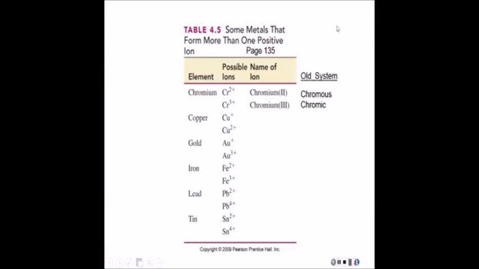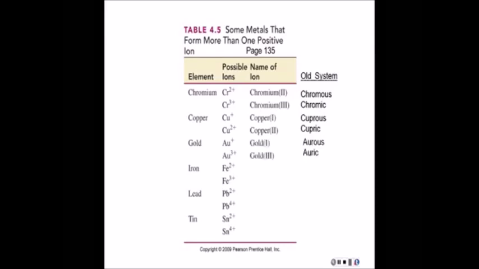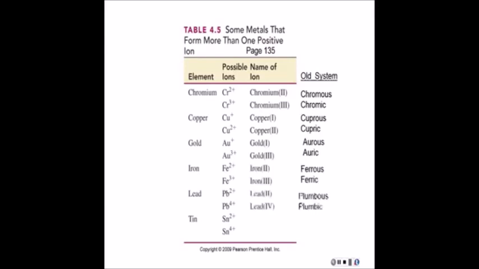So let's look at some other ones then. So copper could be copper 1 or 2, or cuprous and cupric. Gold, gold 1 or gold 3, aurous or auric. Iron 2, iron 3, ferrous or ferric. Lead 2 or lead 4, plumbous, plumbic. And lastly, tin 2 or tin 4, stannous and stannic.